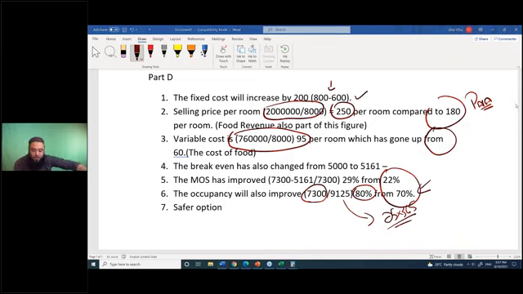Margin of safety tells after break even how many units you have that will give you a profit. Because at break even, it's no profit, no loss. So after break even, how many units you have that will give you profit. The more the units, the better it is for the business.